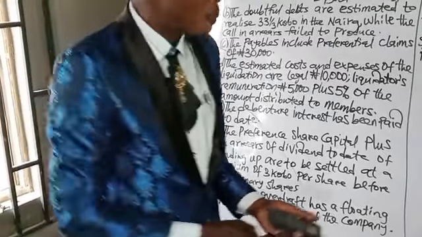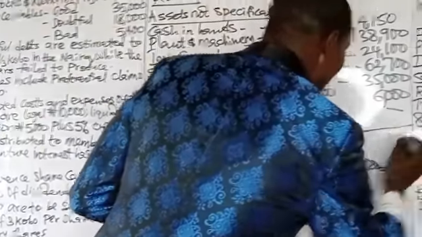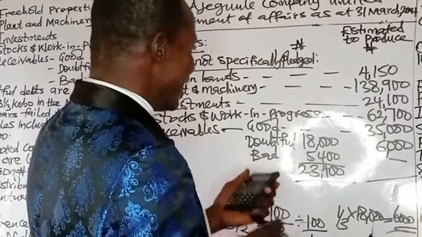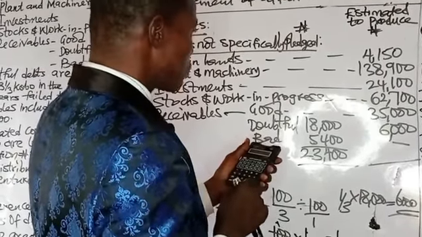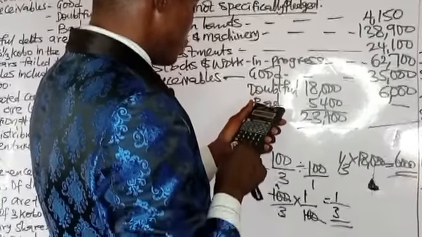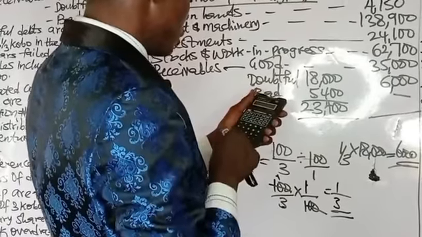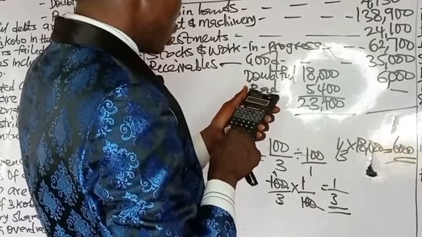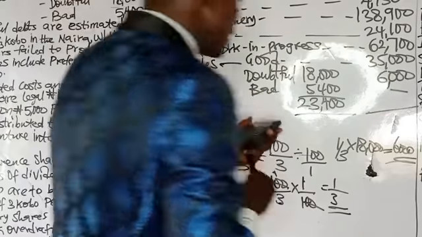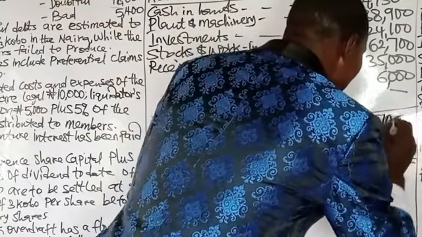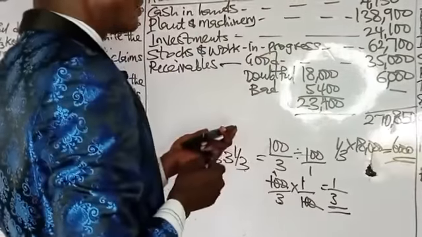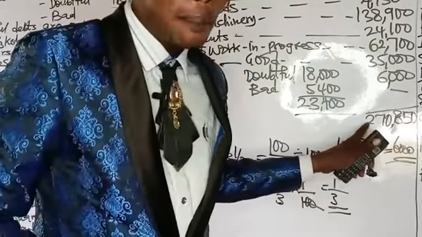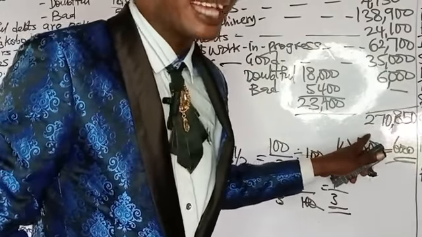So now, let's sum this up. Now, asset not specifically pledged is totaled. 4,150 plus 138,900 plus 24,100 plus 62,700 plus 35,000 plus 6,000. So you have 270,850. So the asset not specifically pledged is totaled 270,850. After asset not specifically pledged, the next item is asset specifically pledged.